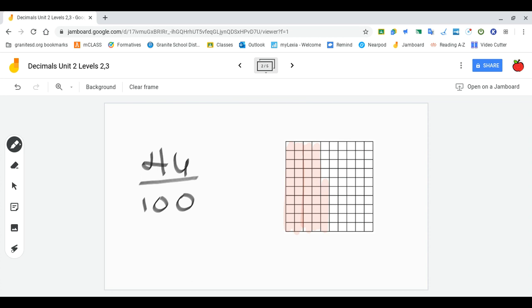I don't need to simplify this fraction. I can just leave it like it is and move on. I have now identified the fraction which represents this model.